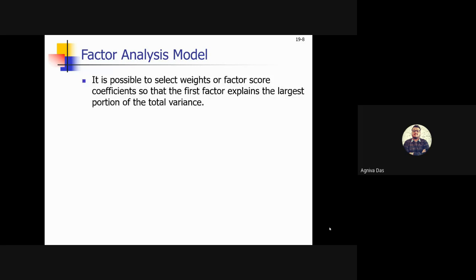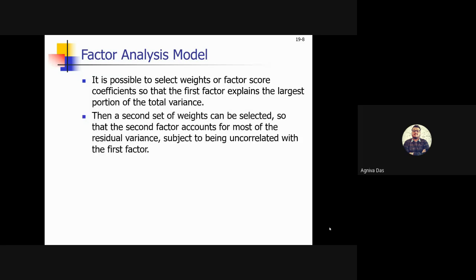Now it is possible to select weights or factor scores so that the first factor explains the largest portion of total variance. So how do we do that? We use the eigenvalues as we have done in the previous case, that is in principal component analysis. Similar to that, the second set of weights can be selected so that the second factor accounts for most of the residual variance. Again, it is because the eigenvector corresponding to the largest eigenvalue will have the largest variance. The eigenvector corresponding to the second largest eigenvalue will have the second largest variance, and so on and so forth.